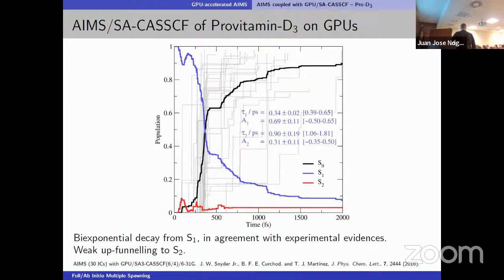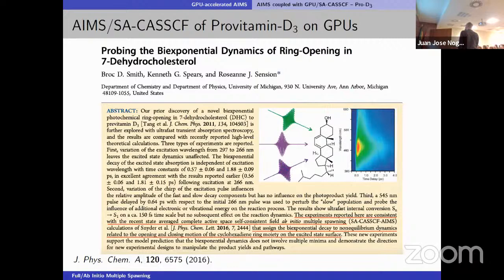So we were quite happy. It was a toy. We just wanted to do something big with GPUs. Let's face it, right? But the good thing is that some experimentalists, just after these results, looked at this molecule using transient absorption spectroscopy, and could use this sort of explanation of the bi-exponential decay to fit their data.